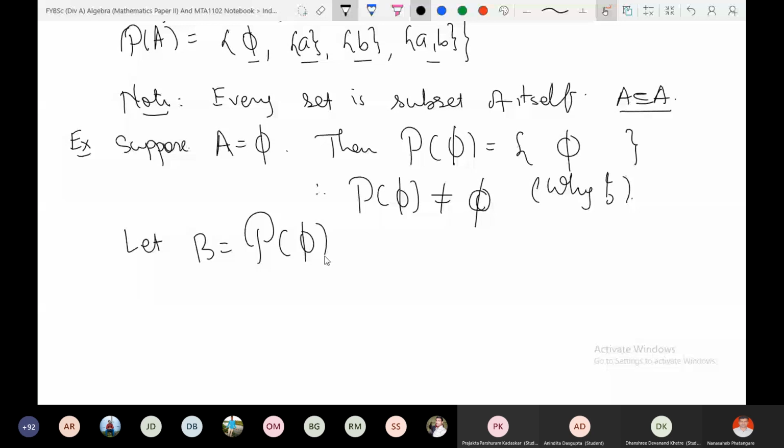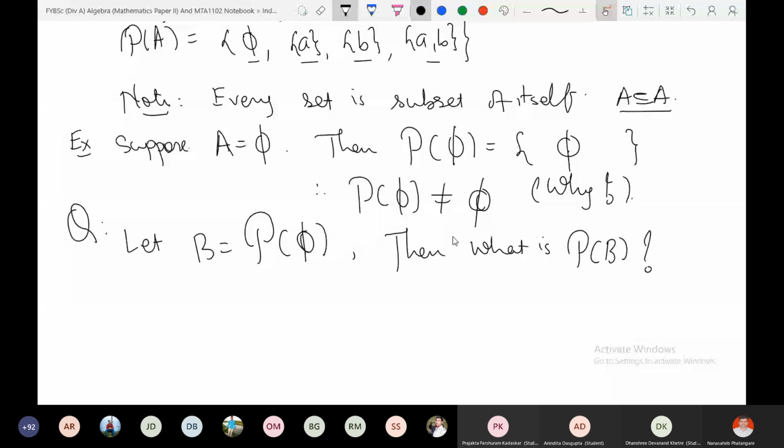Now let B be equal to the power set of the empty set. Then what is the power set of B? You think about it. The question is clear. B is the power set of the empty set, and you know the power set of the empty set has one element, a singleton element. Then what is the power set of B?